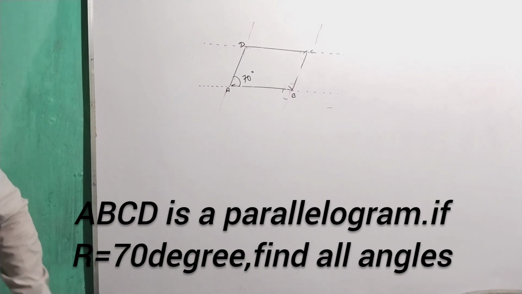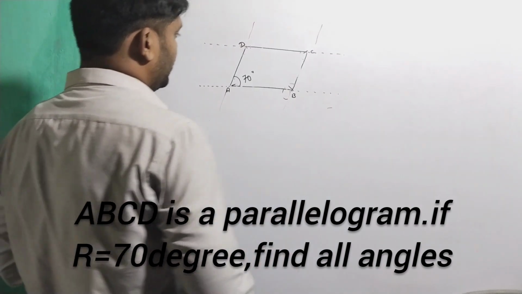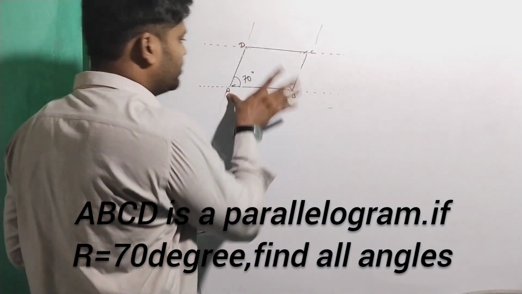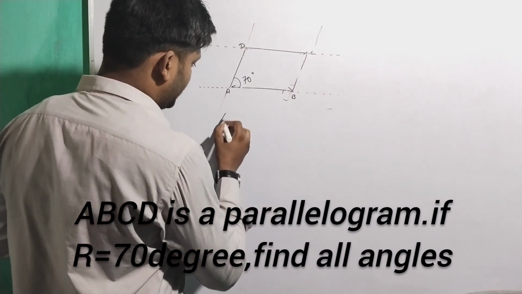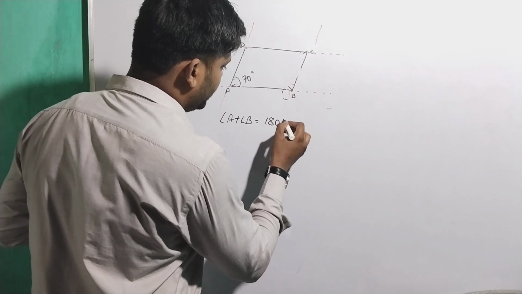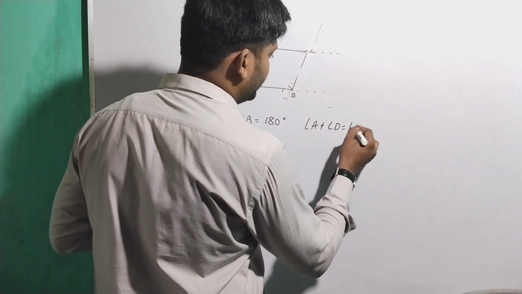Okay. So this is a diagram where ABCD is a parallelogram, where angle A is equal to 70 degrees. You have to find out the other angles. What is the problem in that one? I know the properties. I know the drill. So the sum of the adjacent angles is 180 degrees. Adjacent means this one and this one, this one and this one. So you can write angle A plus angle B is equal to 180 degrees. Yes, you can also write angle A plus angle D is equal to 180 degrees.